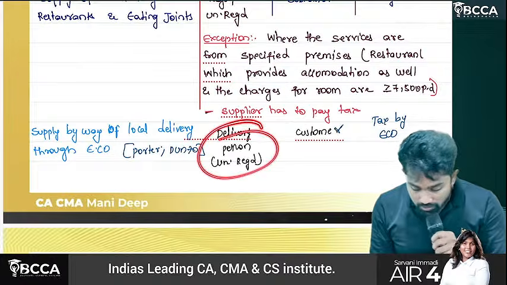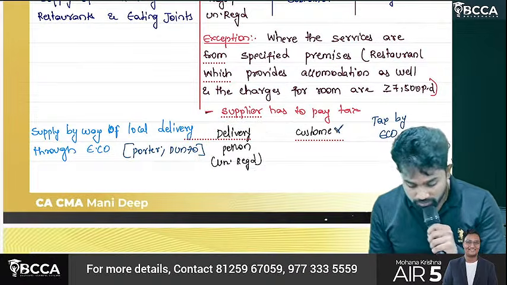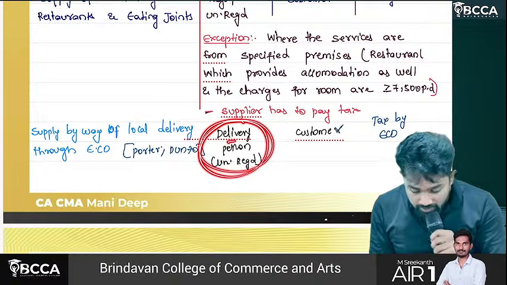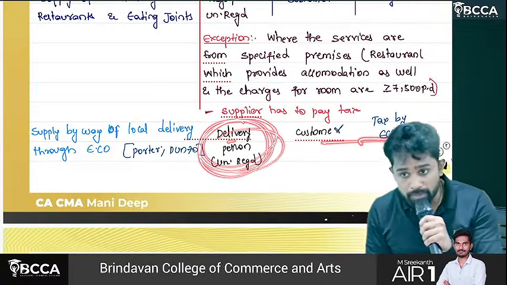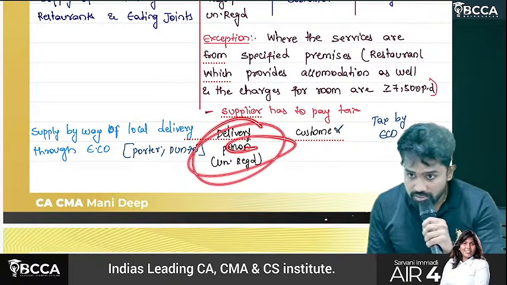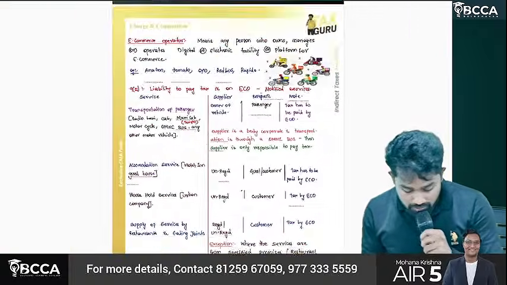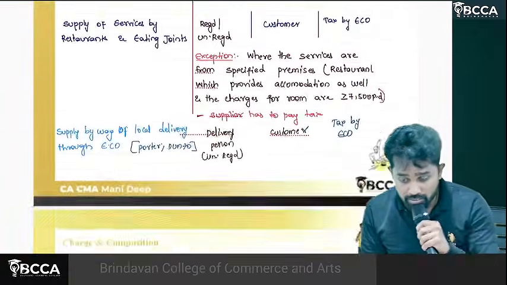Then who has to pay the taxes, sir? Irrespective of the supplier, only when the supplier is unregistered, then the ECO has to pay the tax. If the supplier is registered, then the supplier only will pay the taxes. So this is covered under section 9 subsection 5.